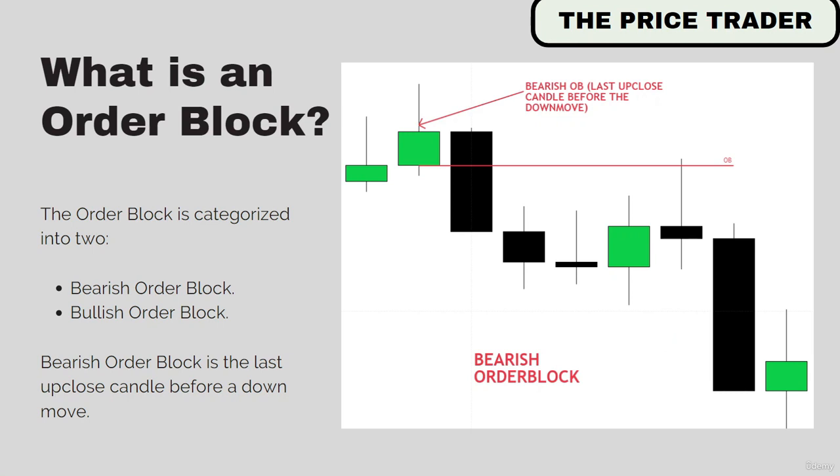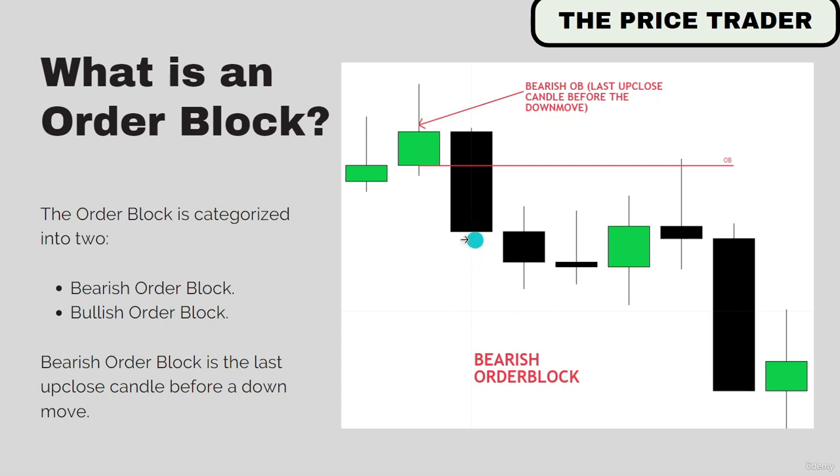the order block, first of all, is categorized into two. We have the bullish order block and the bearish order block. So depending on your high time frame direction or your market direction based on your analysis, you can define if it's a bullish order block or a bearish order block. So essentially a bearish order block is the last up close candle before a down move.